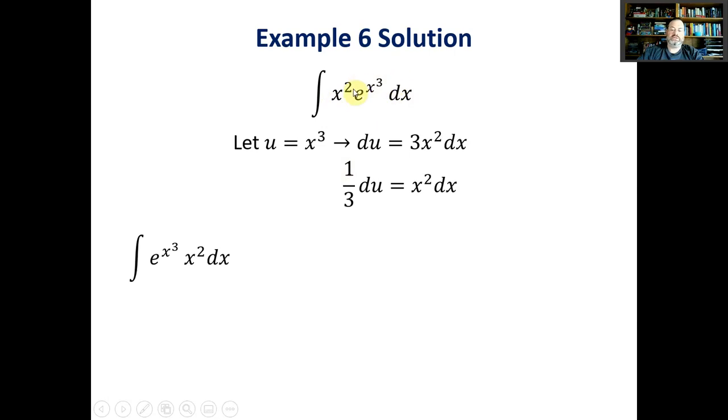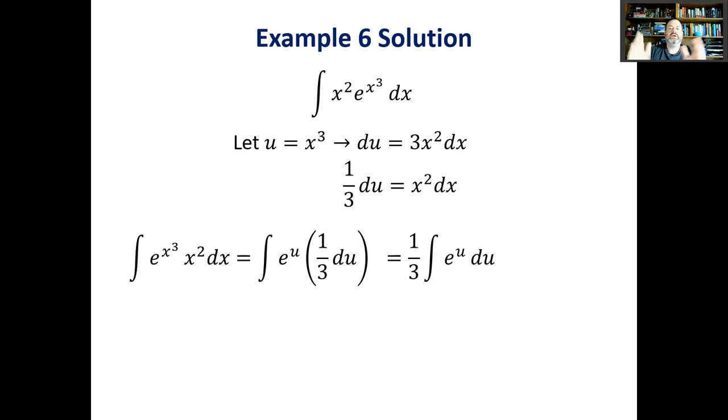So here's this, and I just moved the x squared over. So now you can kind of look at it and see how everything works. So here we have e to the u, and then x squared dx is 1/3 du. Let's just plug everything in. And as is normal for me, I pull the 1/3 out front. Now it looks like something I know how to do.